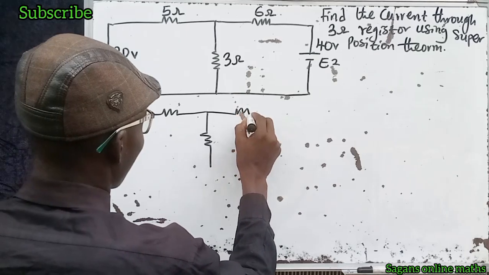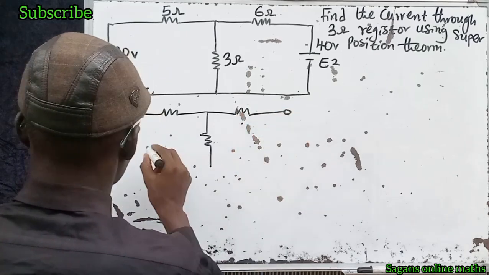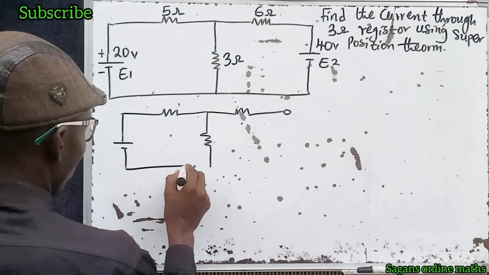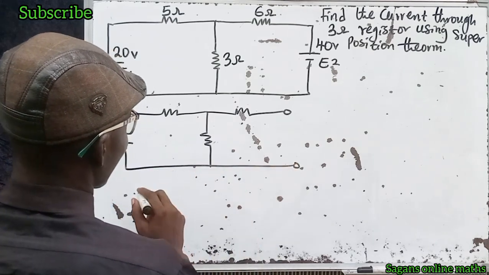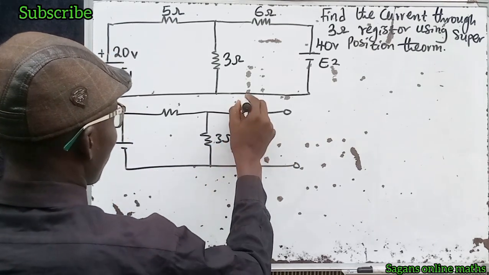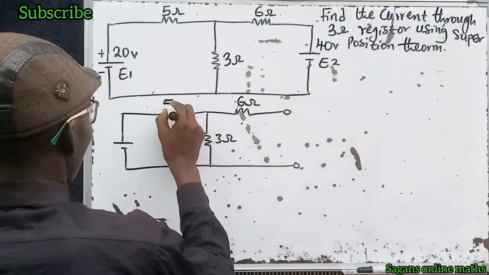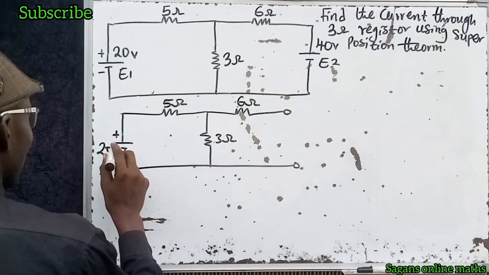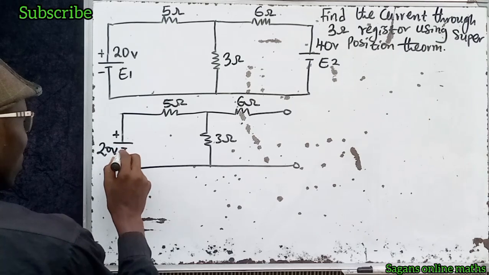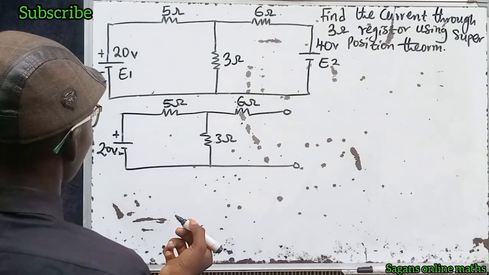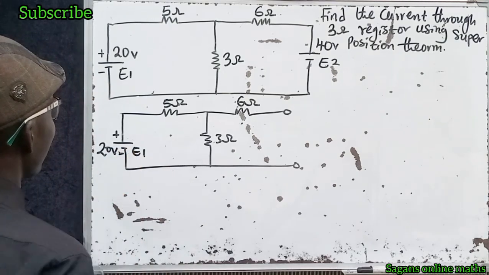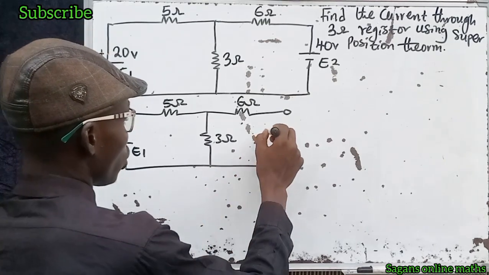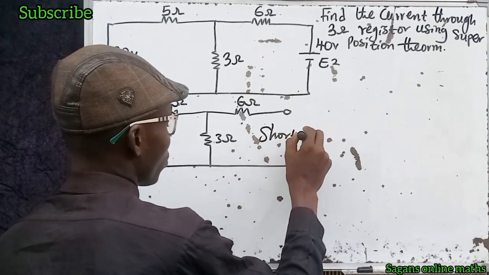I want to make it short-circuit. Now this was 3 ohms, this was 6 ohms, this was 5 ohms. This was 20 volts, right? Yeah, 20 volts. Okay, I'm done. Good. Now this is what, a short circuit.